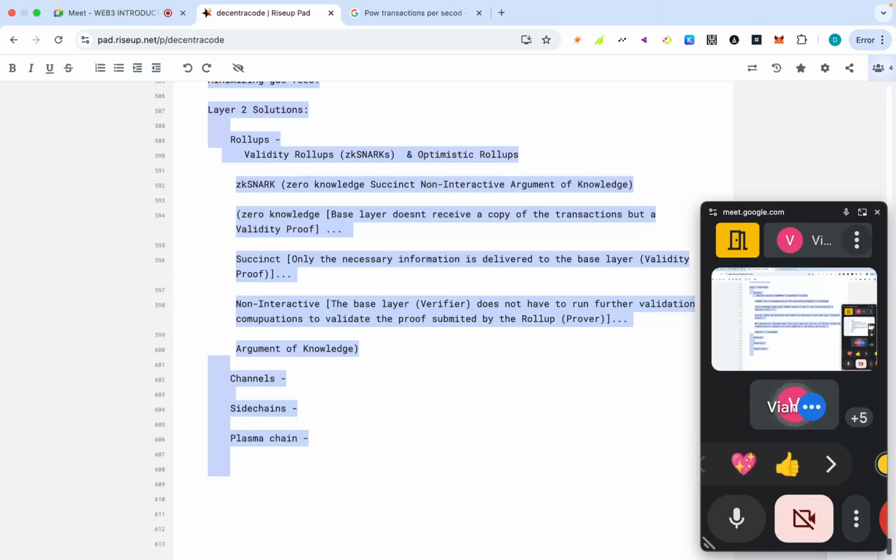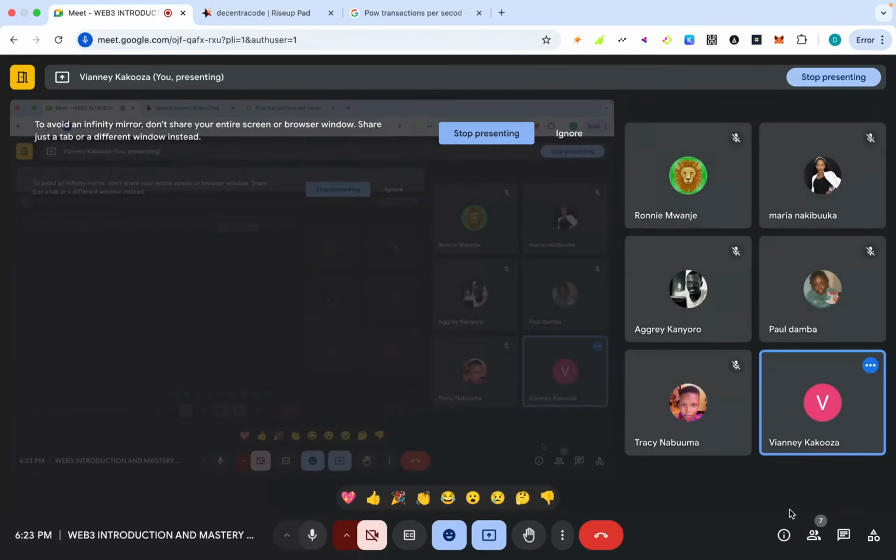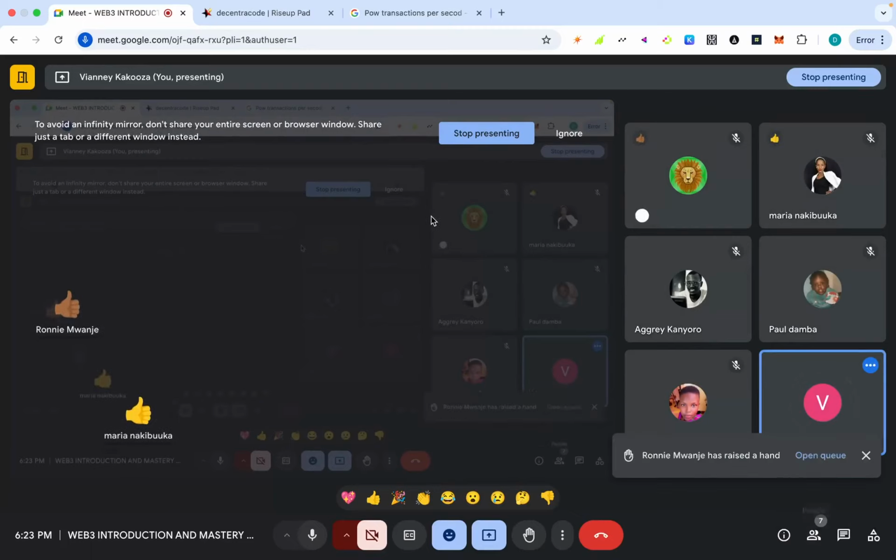Now that's what it means that a ZK Snack mechanism is non-interactive. The verifier doesn't have to continually interact with the prover to check if the information they have of these transactions is authentic. They trust that the prover has credibly done their job and delivered a validity proof for transactions that actually exist and that have securely been deployed on the blockchain. Does that make sense? Okay.